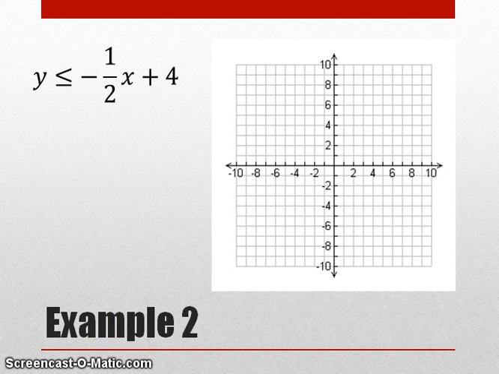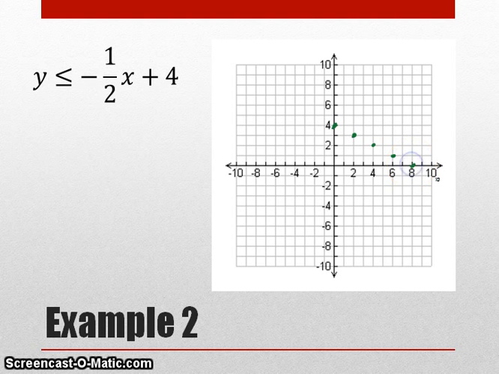In example 2, I'm graphing the inequality y is less than or equal to -1/2 x plus 4. So if you remember from the first one, we start by plotting the line. We're starting at not -4, we're starting at +4. So we put our y-intercept, and then we use our slope of -1/2. So down 1 and 2 to the right.